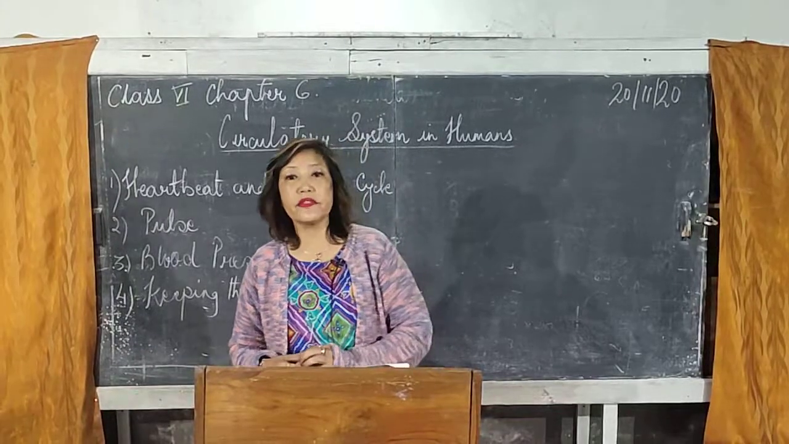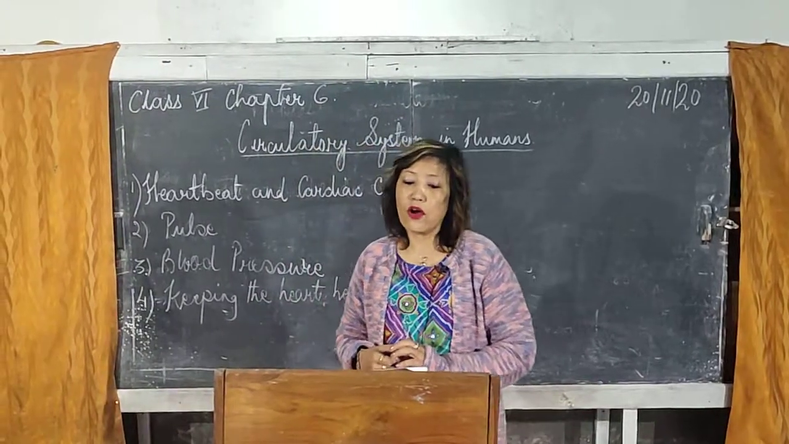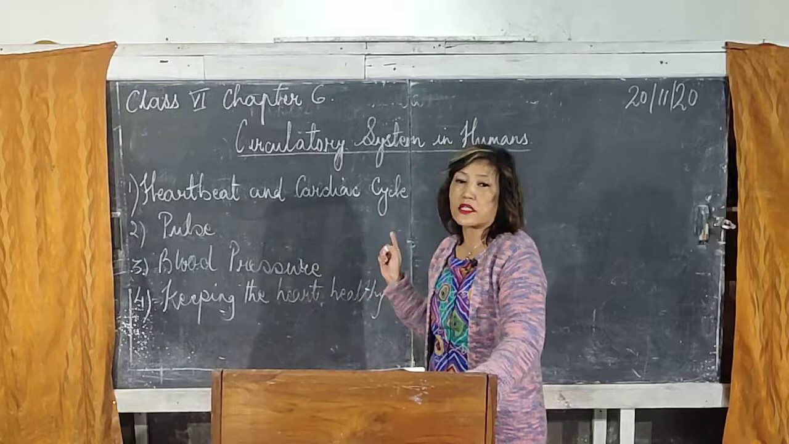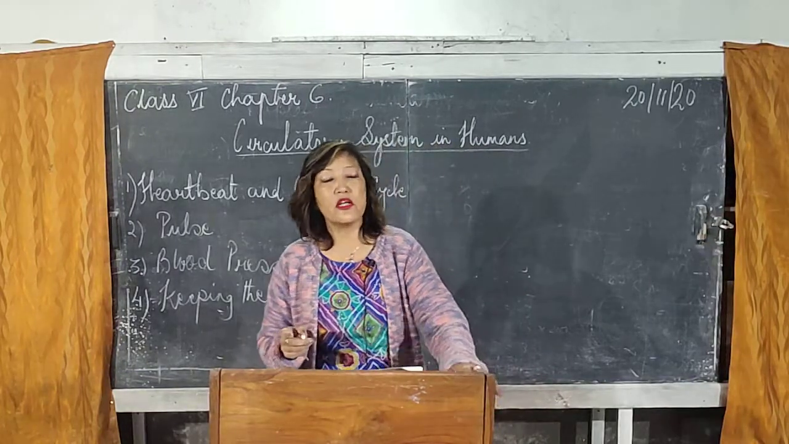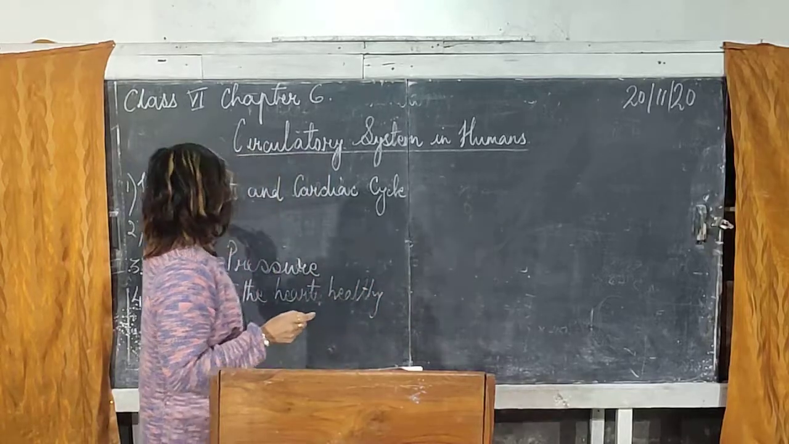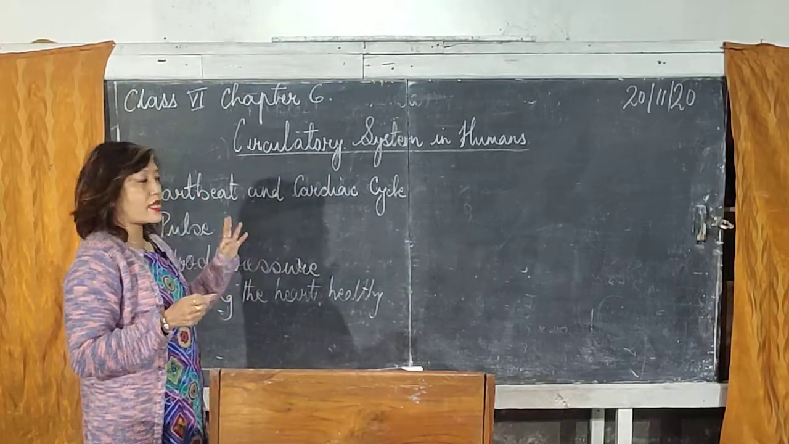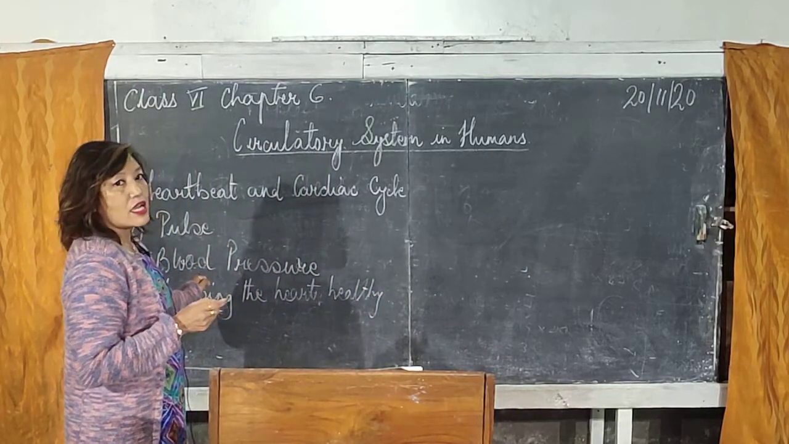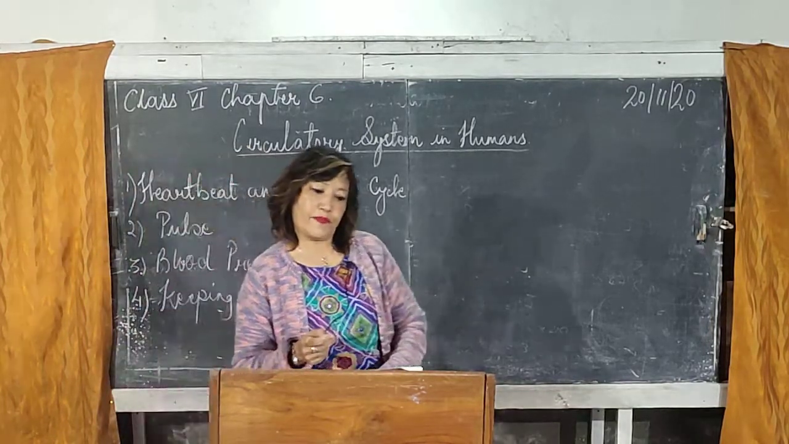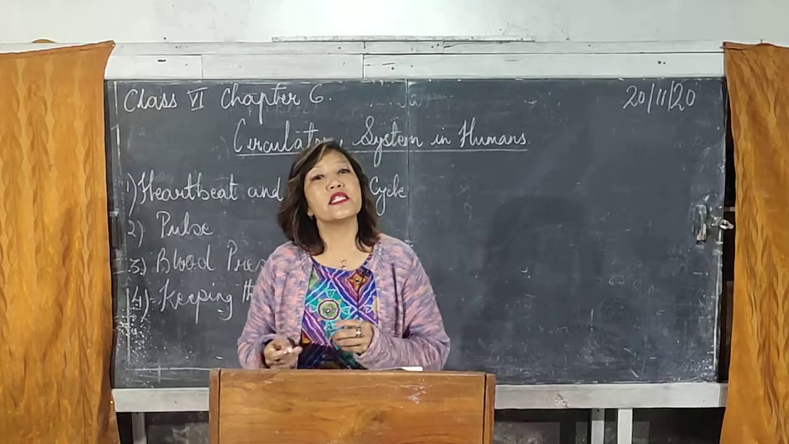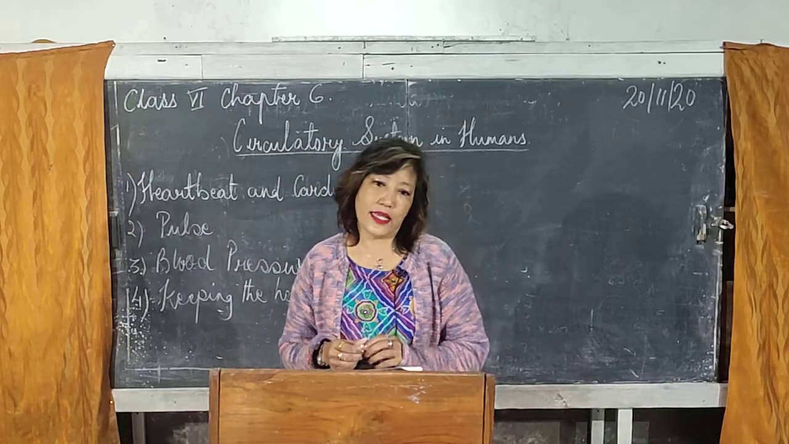Good morning, children. We are doing the chapter of circulatory system in humans. Today from this chapter we will discuss heartbeat and cardiac cycle, pulse, blood pressure and keeping the heart healthy. Now, heartbeat and cardiac cycle.